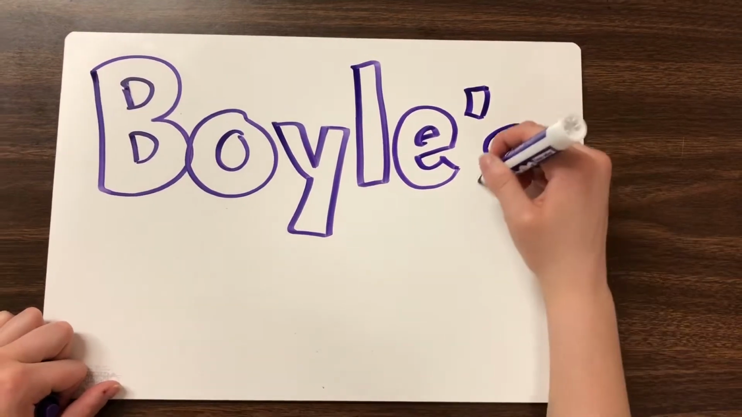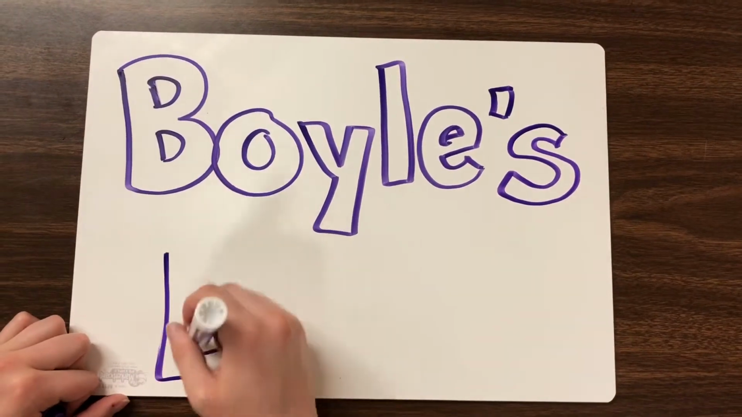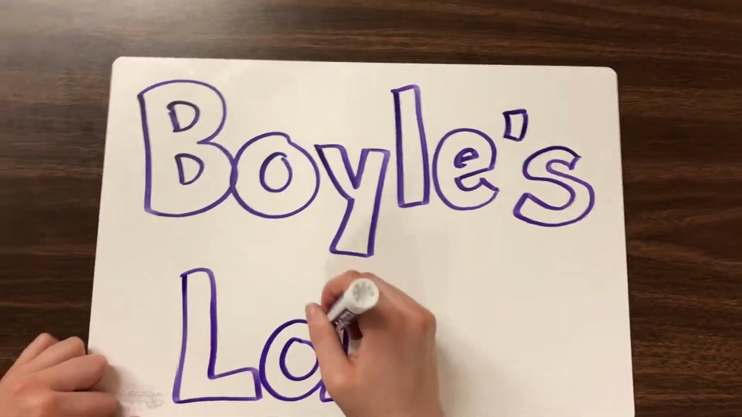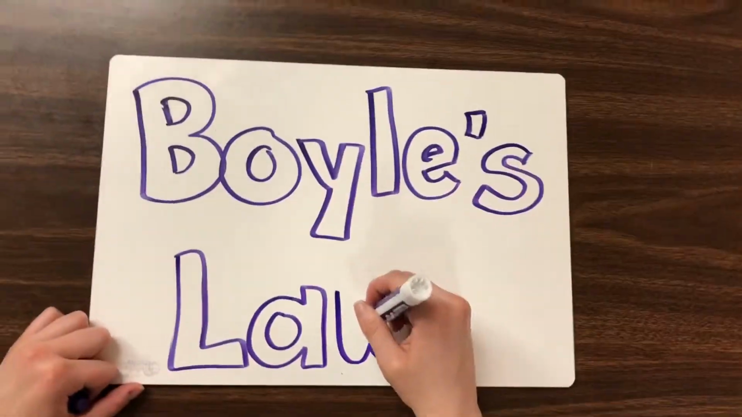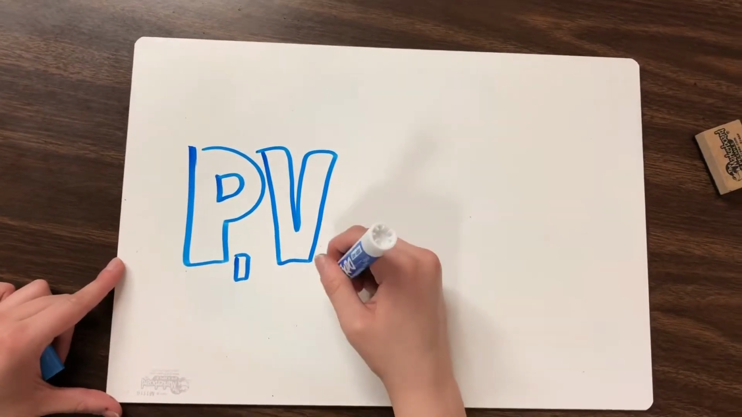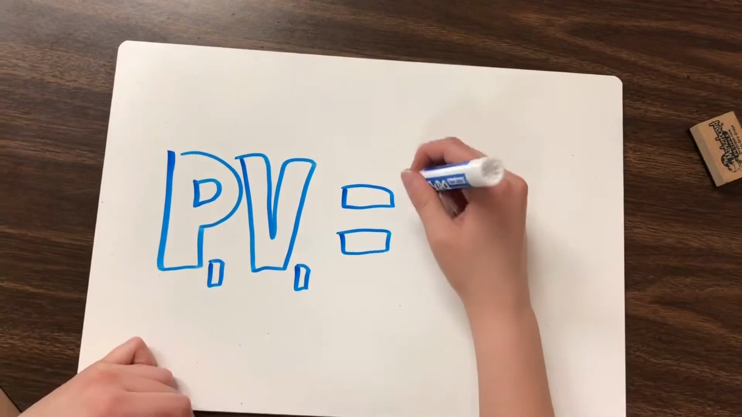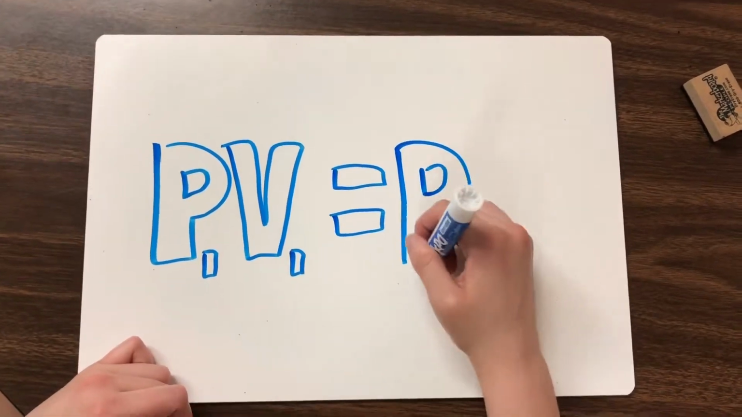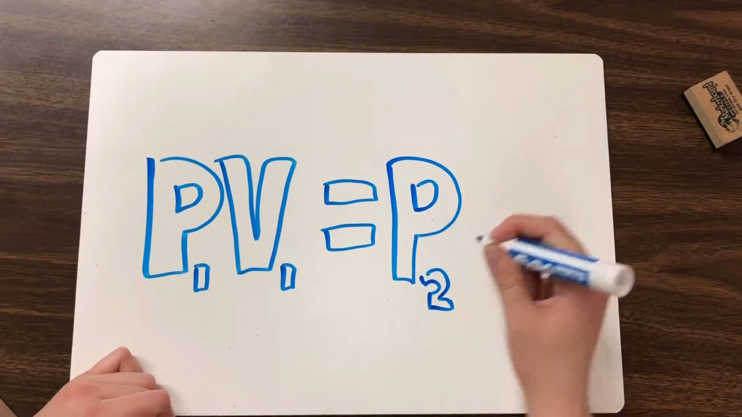Boyle's Law is a relationship between pressure and volume relating to gases. This is the equation for Boyle's Law: P1 V1 is equal to P2 V2. As the initials are multiplied together, they'll give you the final.